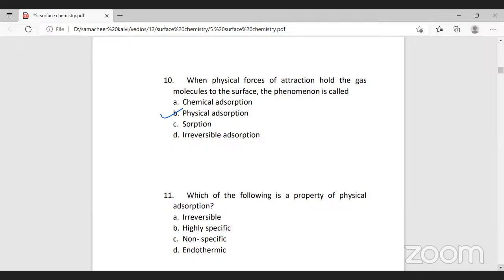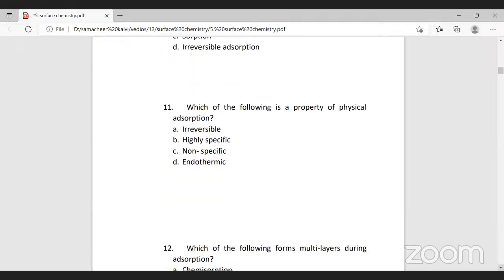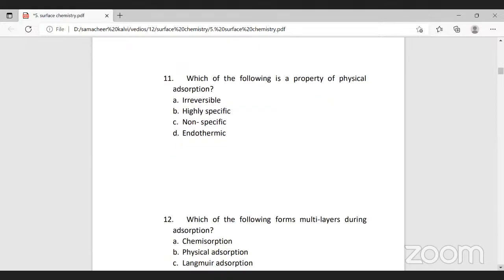Next question. Which of the following is a property of physical adsorption? It's irreversible, highly specific, non-specific, endothermic. Physical adsorption is not specific. Therefore, answer will be option C. Physical adsorption is non-specific.